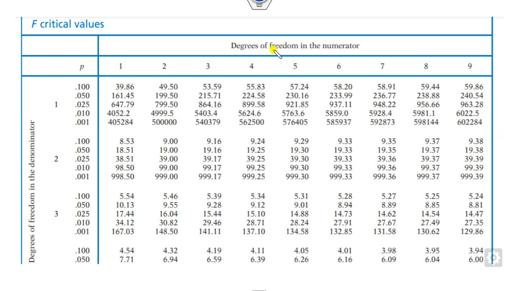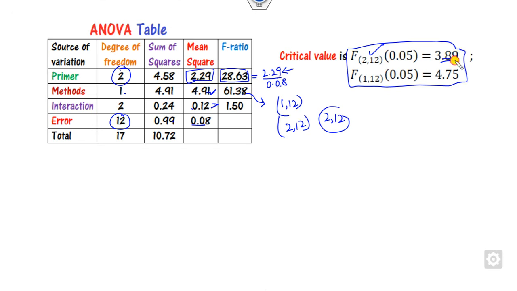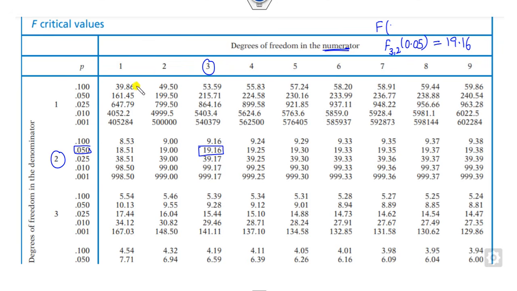Like this way. If I want to find the critical value of F, say F(3,2) at 0.05, the first value is the numerator, that is 3. This value is 2. Level of significance is 5 percent. So what is the value of this? 19.16. The same way we have computed the values here. You can see 2,12, this is 2, and you can move down here. This is now 4 and so on. You can get it here.